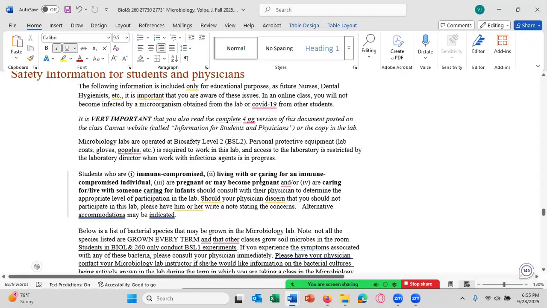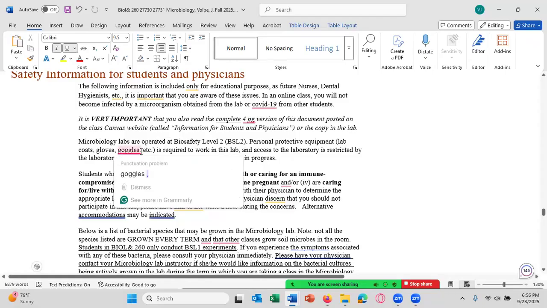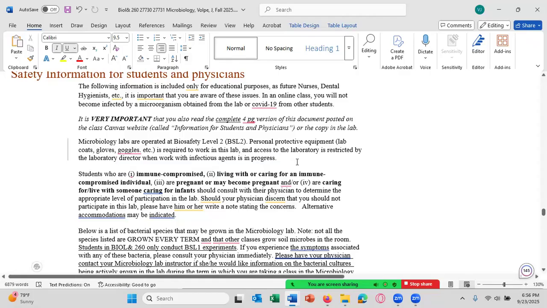Microbiology labs are operated at a biosafety level 2. Personal protective equipment, lab coats, gloves, goggles, etc. are required for use in this lab. Now realize goggles are only required when you have a splash hazard. Access to the laboratory is restricted. You cannot bring somebody who's not registered for the course in without letting the instructor know and getting approval from the instructor.